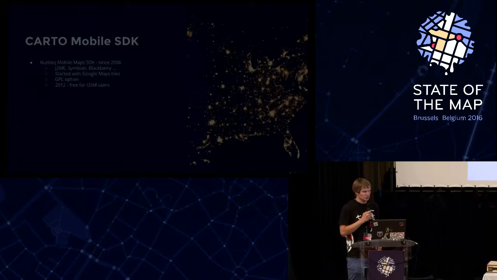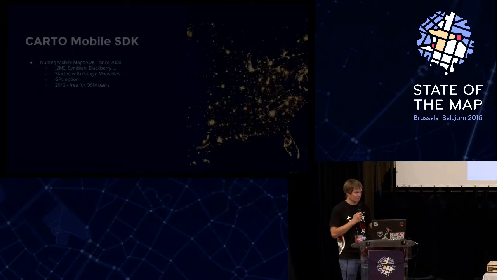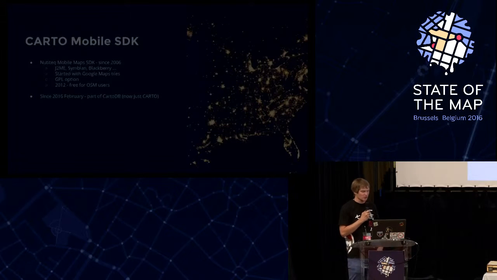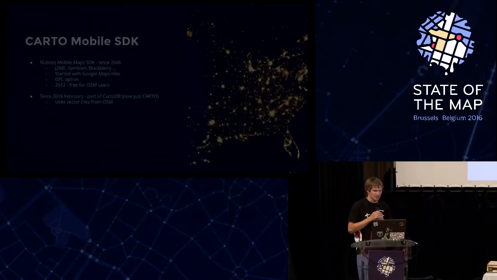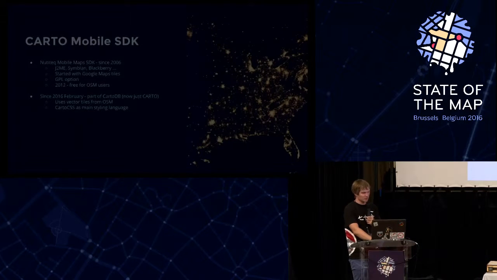And fast forward to 2012, the software was free for OpenStreetMap users, to give back a little bit to the community. Now, fast forward to this year, Nutitech is part of CartoDB, which is now just called Carto. And we use vector tiles from OpenStreetMap quite a lot as base maps. Something you have seen in some other tools also.